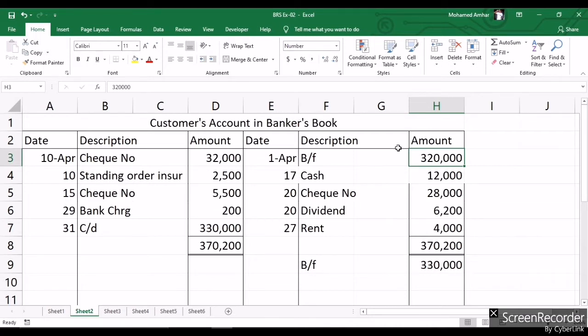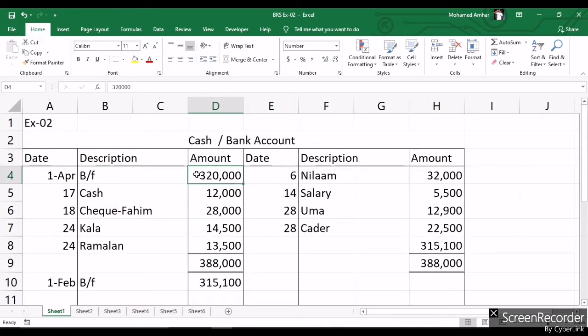Here you can see the balance is on the credit side because this is maintained by the bank, no? So the bank has to give it to the customer. This is the customer's money in the bank, no? So this is a liability to the bank. So that's why that is on the credit side. Here the balance is on the debit side. That means this much cash is in the bank. So that is an asset to the organization. So that's why that is on the debit side, right?